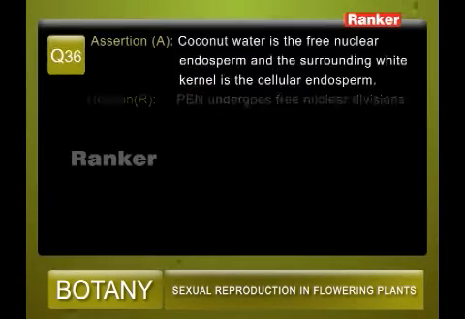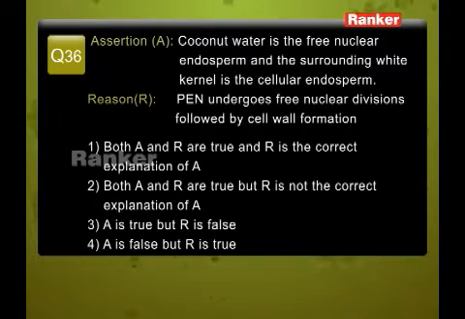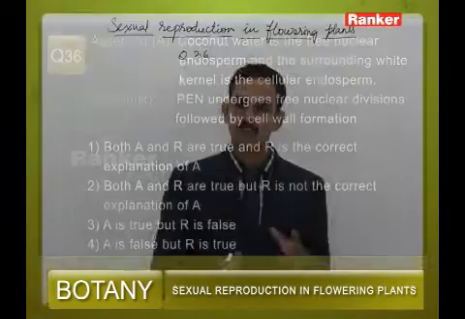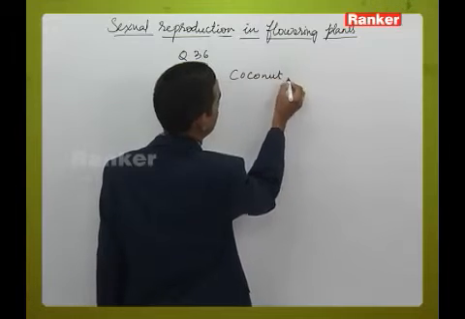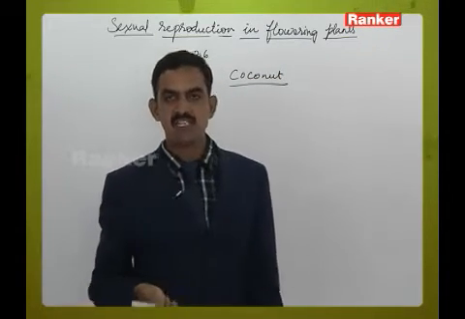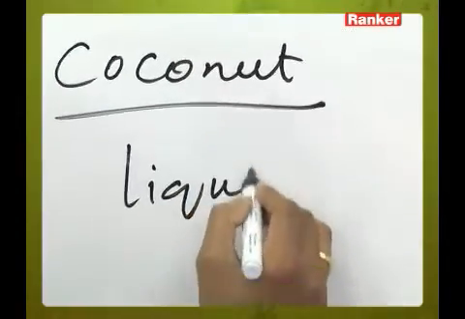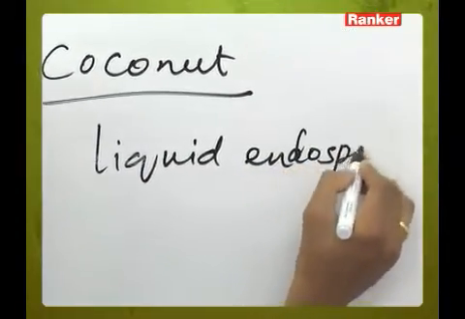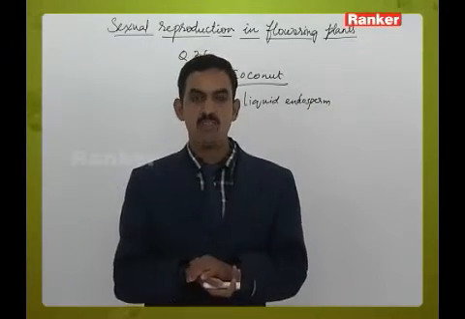Question number 36, assertion: coconut water is a free nuclear endosperm and the surrounding white kernel is a cellular endosperm. Reason: the primary endosperm nucleus, that is PEN, undergoes free nuclear division followed by cell wall formation. So here, in coconut, we know that 2 types of endosperms are present. One is called a liquid endosperm and the other is called a solid endosperm. Let's come to the liquid endosperm first, which contains only nuclei in it, no cells.